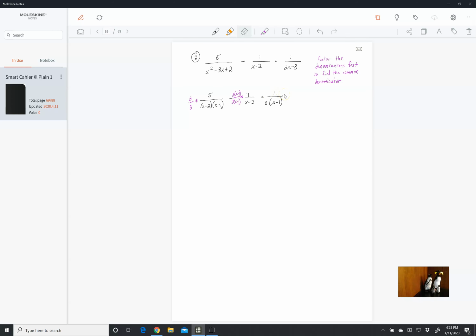And then for the last one, this one has an x minus 2. It's not there. So we have to multiply by x minus 2 over x minus 2. And we have an x minus 1. It's there. Okay. So this one times x minus 2 over x minus 2.